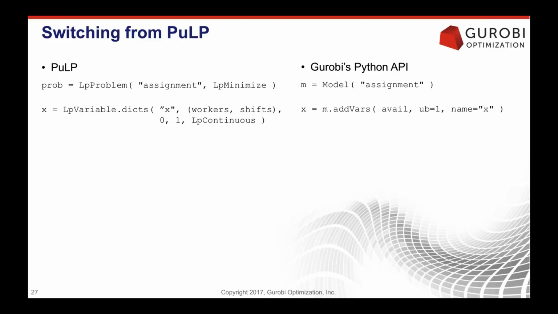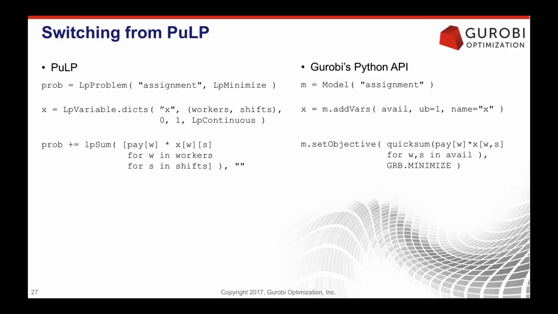For Gurobi, the call is a little bit shorter because continuous variables are the default and the lower bound of 0 is also the default when you call addVars, so you don't have to put it in there. The next step is to identify the objective function. For Gurobi, you now have to tell the solver that it is a minimization problem. For PuLP, you have already done this in the very beginning.